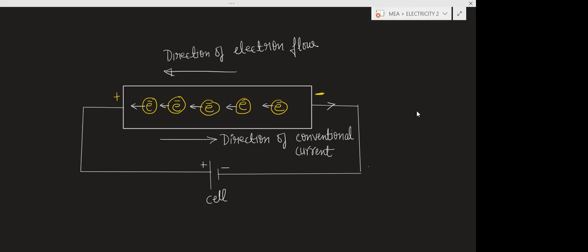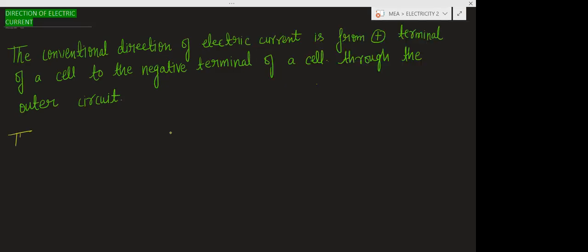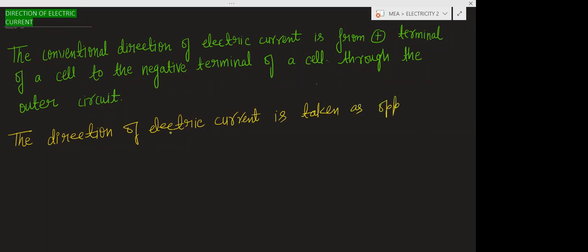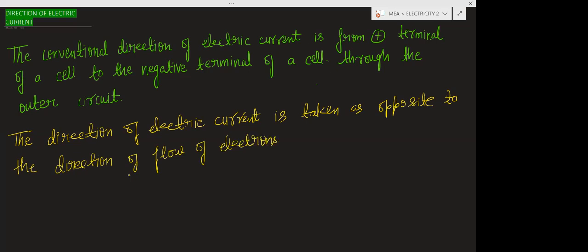Okay, so you can add one point here. The direction of electric current is taken as opposite to the direction of flow of electrons. So these are some points that you have to remember.